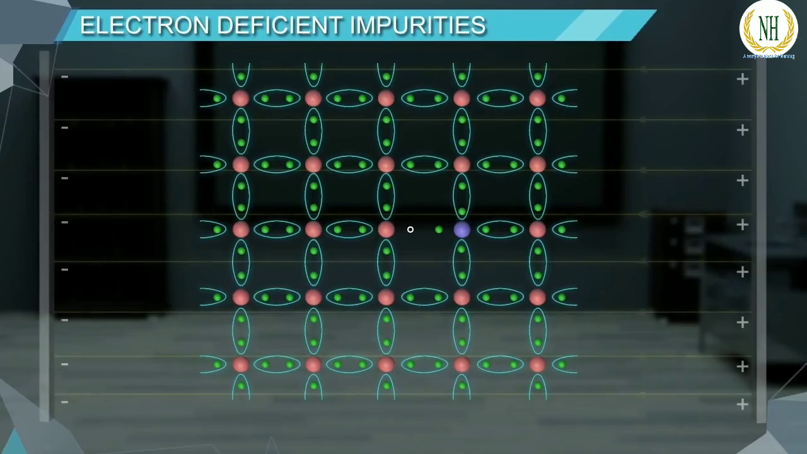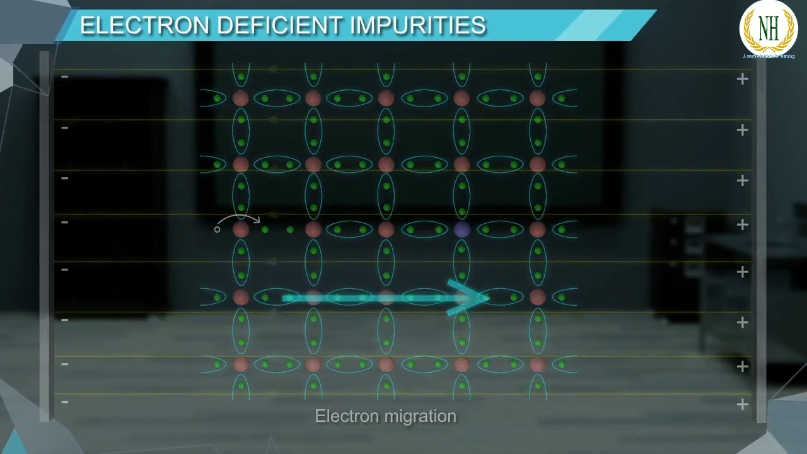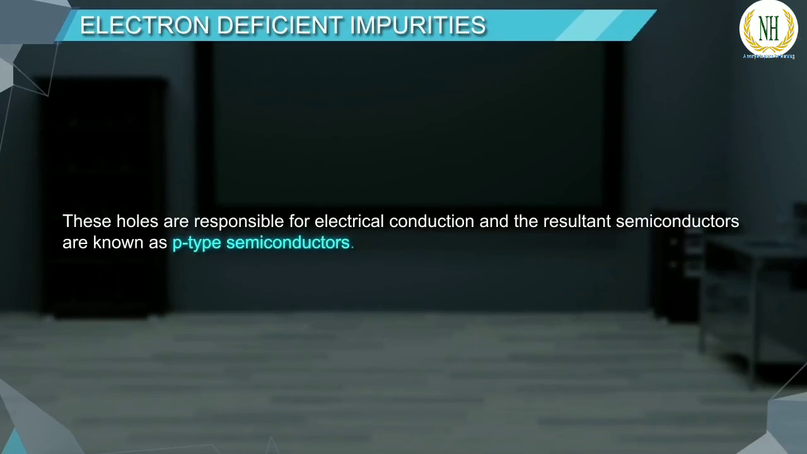When the electric field is applied, electrons migrate towards the positive electrode by filling the holes, making it appear as if electron holes are migrating towards the negative electrode. These holes are responsible for electrical conduction, and the resultant semiconductors are known as P-type semiconductors.